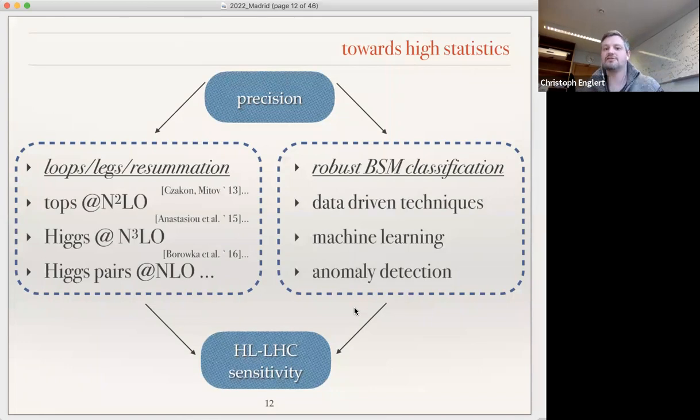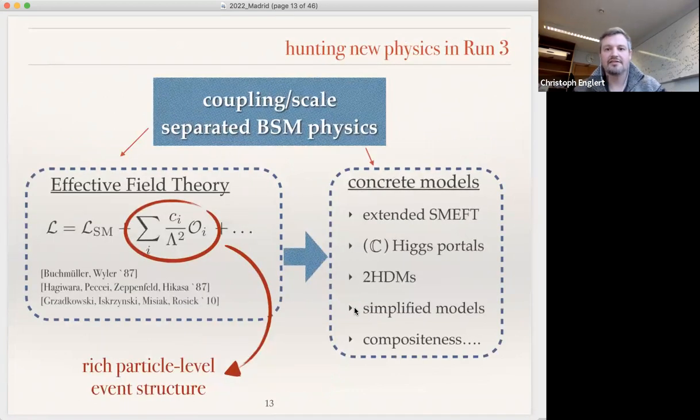So we can look into more robust ways of classifying beyond the standard model interactions and really tell them apart from standard model type signatures. And that can use data-driven techniques. It can use machine learning as really approximations to more general likelihoods. And we can use anomaly detection as well, but I'm not going to talk about anomaly detection today. So what are the prospects now for hunting new physics in run 3, trying to pursue perhaps that additional or slightly less precision-calculation-driven avenue?